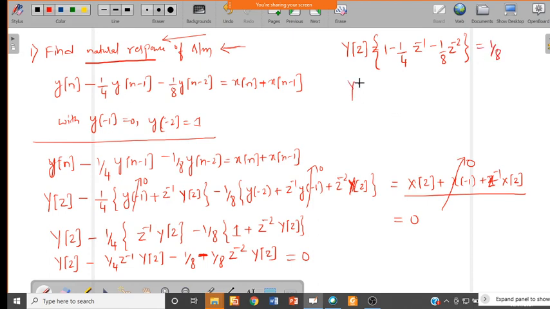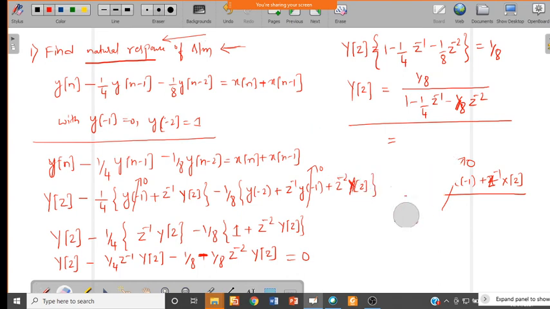So now we get Y of z as 1 by 8 divided by 1 minus 1 by 4 z power minus 1 minus 1 by 8 z power minus 2. Now this is your Y of z. You know the method to find the roots of this. Find the roots, and using the partial fraction expansion method you can find the inverse Z transform, that is the natural response.